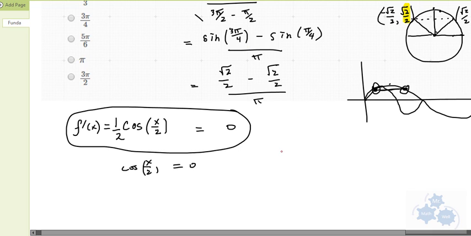Just say, hey, let's let w equal x over 2, and then I'm just going to go ahead and do this. Cos of w equals 0. So where does cos of w equal 0? Go back to your unit circle, right? Cos of what value equals 0? Yeah, pi over 2, 3 pi over 2, right?